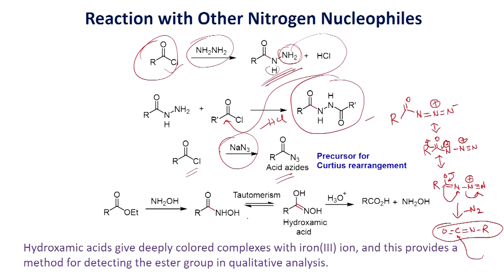scaffolds. The next example involves the reaction of this ester with hydroxylamine. When you react with the hydroxylamine, as we have seen, you can lose alcohol, in this case ethanol, since you carry out the reaction with ethyl ester. So you can end up with this compound which can tautomerize to the hydroxamic acid, and when you do the hydrolysis, you will be able to form carboxylic acid and hydroxylamine.